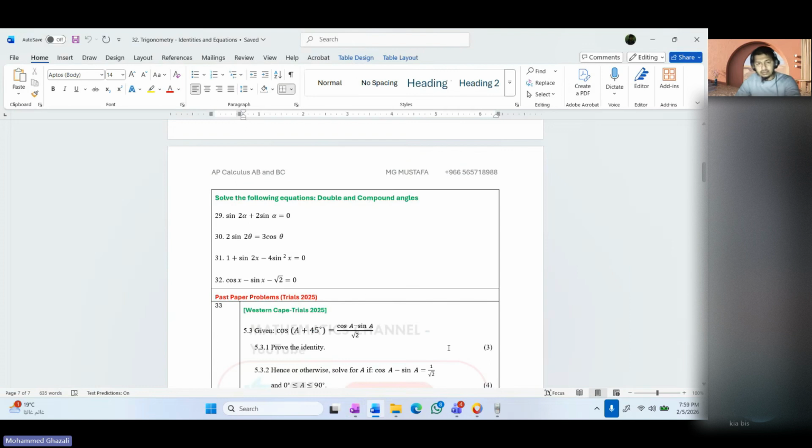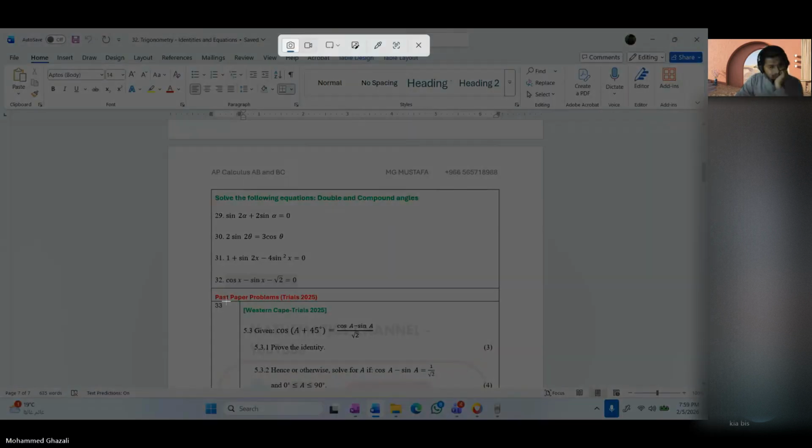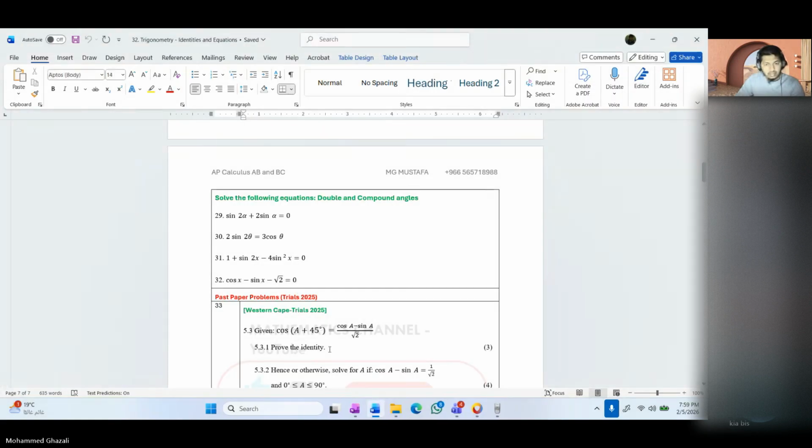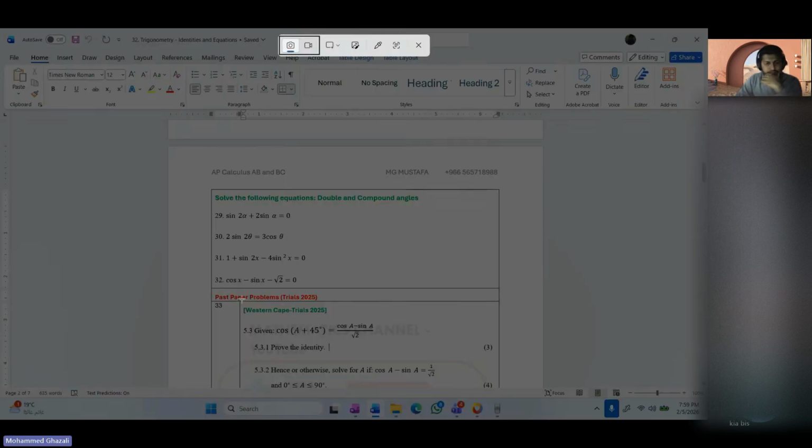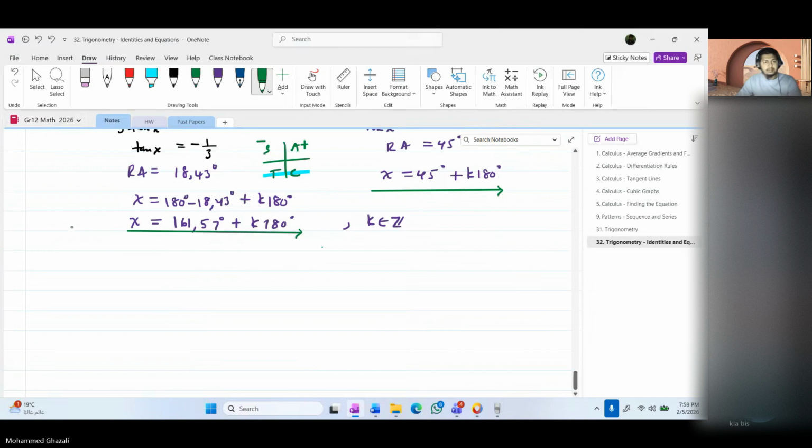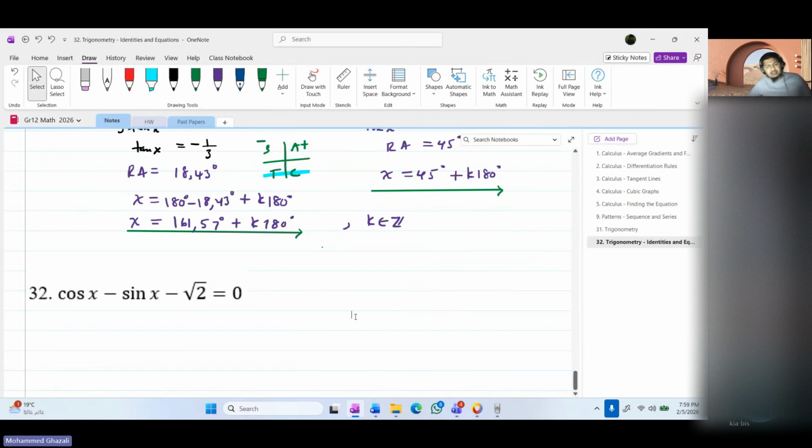Look at this example here now. Example number 32. We got cos x minus sin x minus root 2 is equal to 0. Imagine if it was just cos x minus sin x is equal to 0. That would have been nice. But now that root 2 is a big problem. And sin x and cos x is already in simplified form. So what am I supposed to do here now?